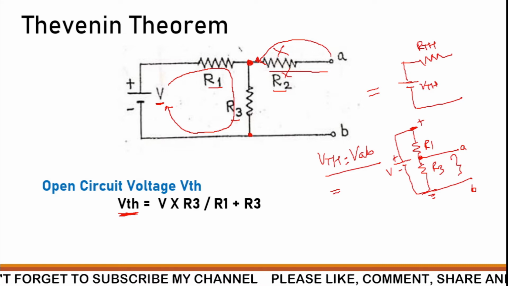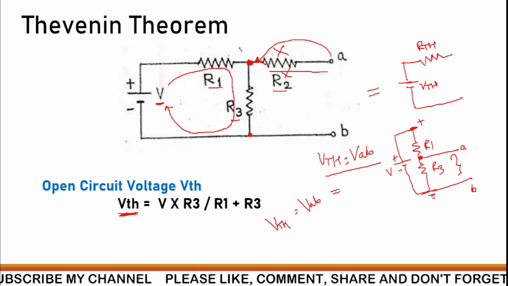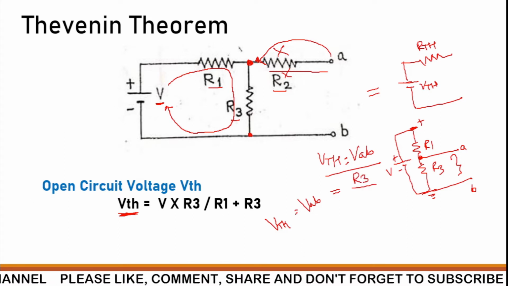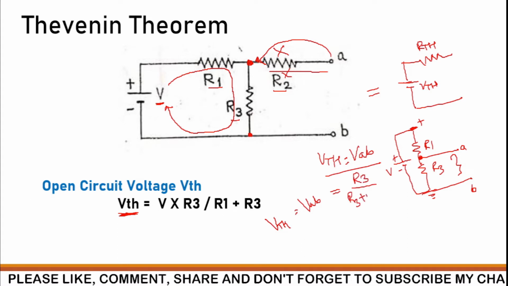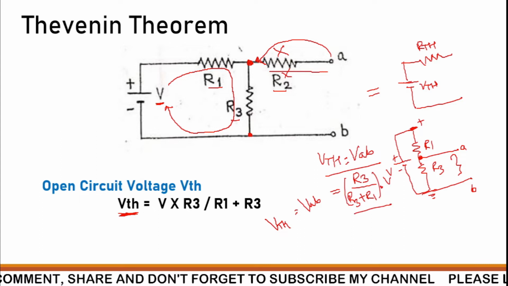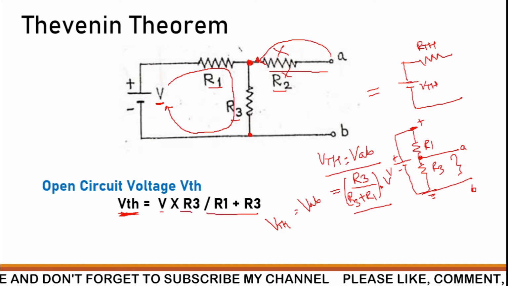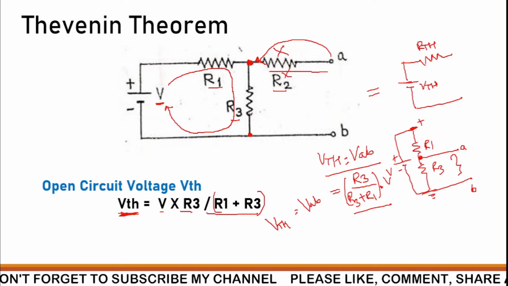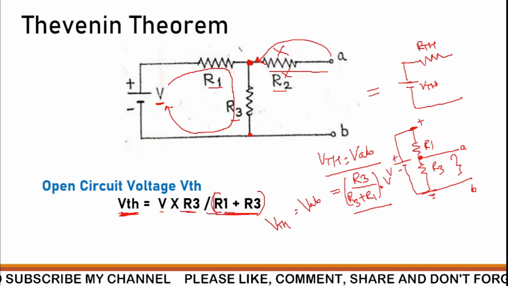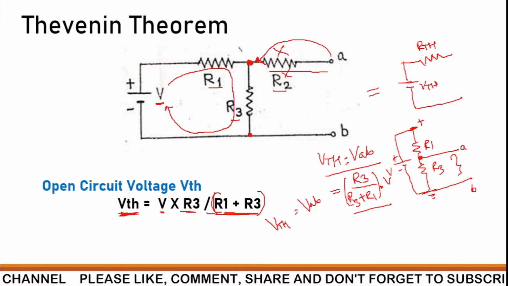According to the voltage divider network, VAB, which is also called VTH, is calculated like this: the resistance across R3 divided by the total resistance, R3 plus R1, multiplied by the supply V. You can see here the VTH formula is V times R3 divided by R1 plus R3. So R1 plus R3 is combined as the total resistance, and then R3 divided by total resistance into V will give us VTH.